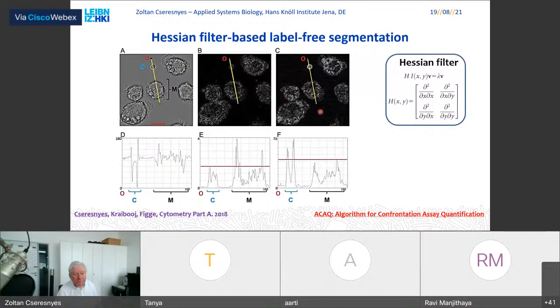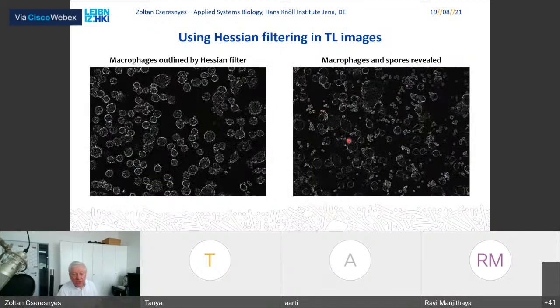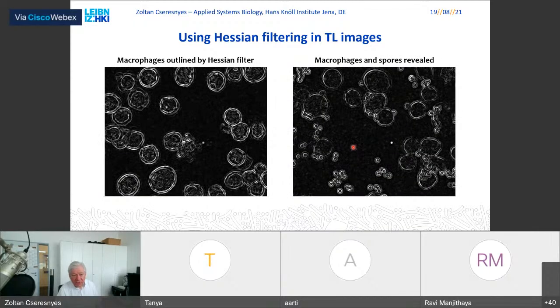based on which we can identify where the macrophages are. And then if we look at those images that you saw before, but this time we were also labeling them, here you will see the macrophages by themselves or the macrophages together with fungal spores, the contrast having been generated with Hessian filtering. So now we have something to work with where we can apply intensity-based analysis algorithms to identify the objects. And if you zoom in, then you will see the details even more.